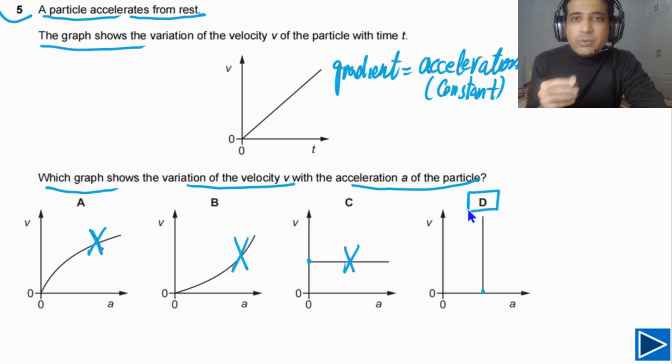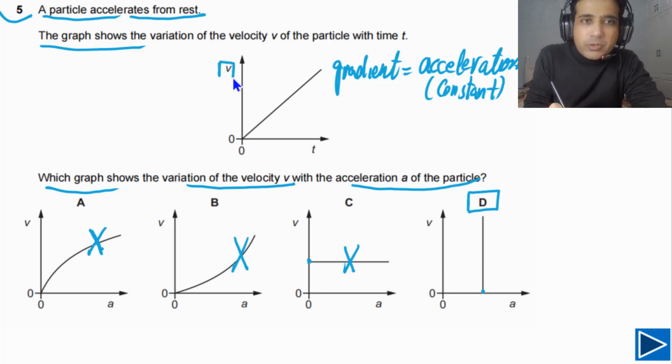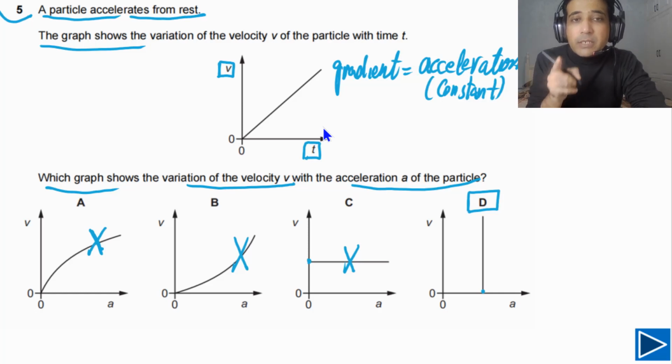So you need to read the question carefully. You need to understand what is given to you and how you can figure out the answer. So in this case, this graph is very important because we have velocity against time graph, and gradient of this one is constant, and gradient is representing acceleration. So acceleration has only one value. So that's the reason our answer is D.